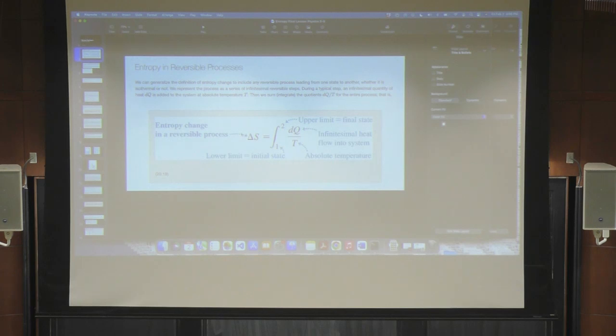T is held constant, and we add just a little bit of heat throughout the process so that it's an infinitesimal heat flow into the system. And then we have the integral from 1 to 2. So we integrate this thing along here. But what does that mean? Why is this reversible? Well, let's think about this for a second.